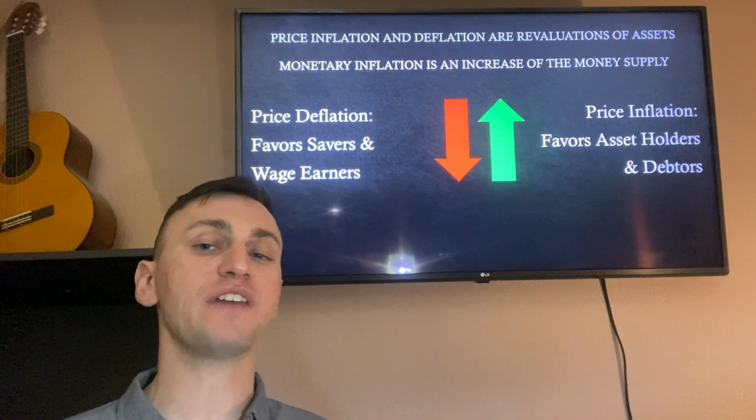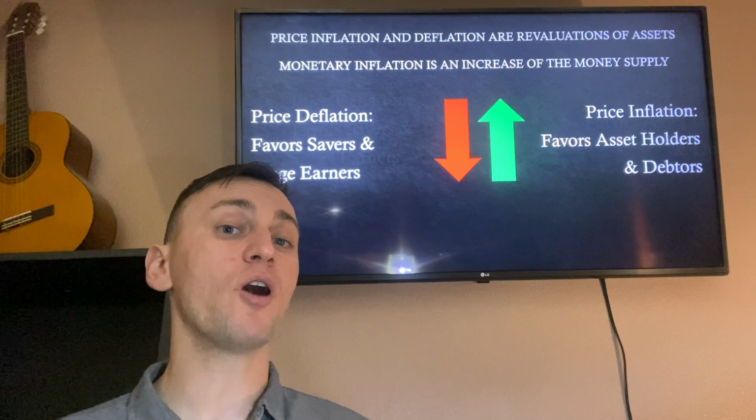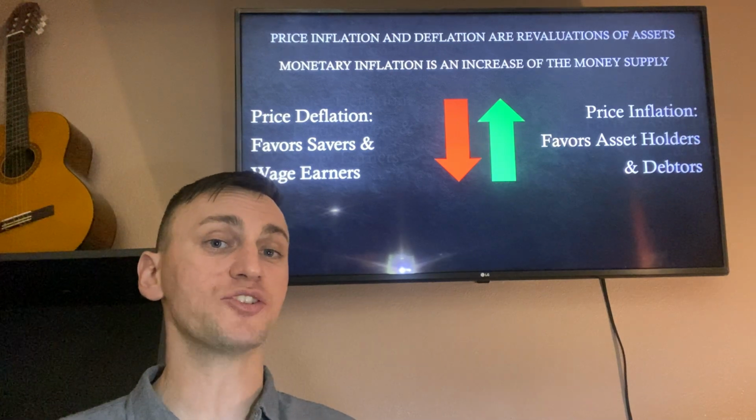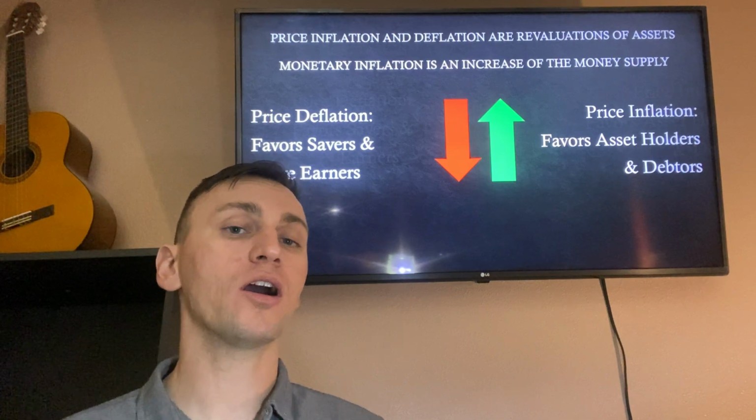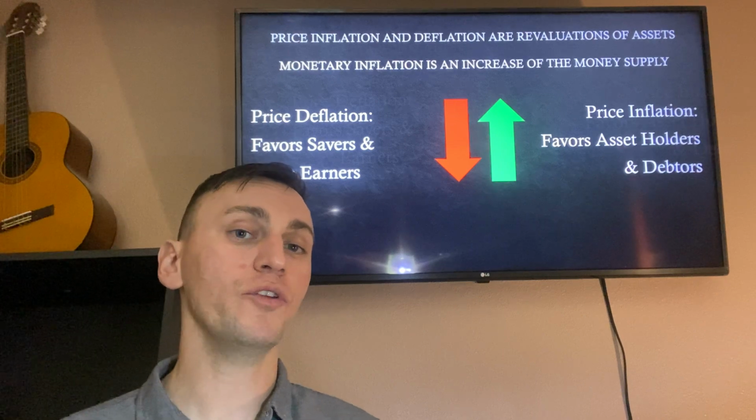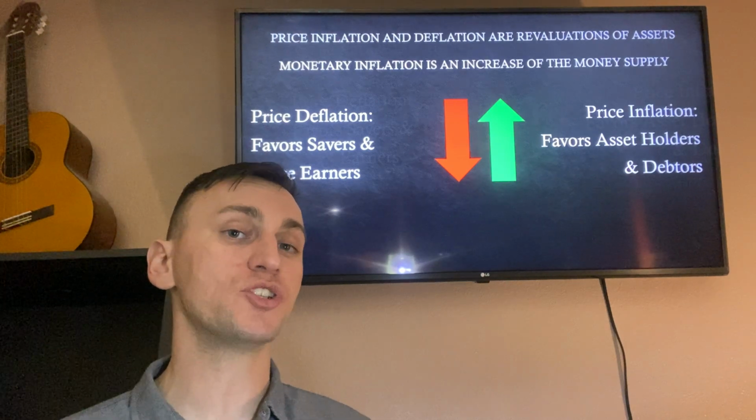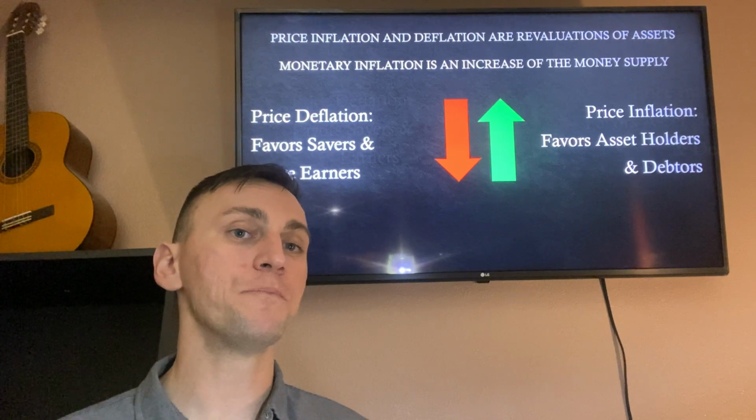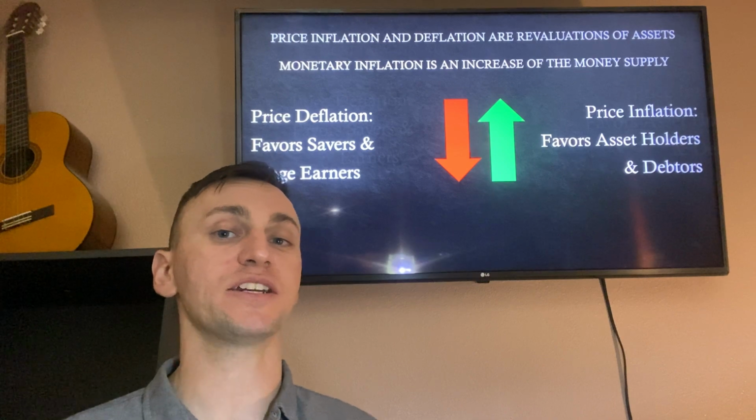So price inflation favors asset holders. Price inflation favors debtors. If you owe money and you're getting a rate of change that is higher than the interest rate you owe, technically, you are paying off your debt faster. On top of that, if the assets you hold and your income raises, but the debt you owe doesn't raise, you are actually reducing the amount that you owe. So owing money and holding assets is better in an inflationary monetary system.